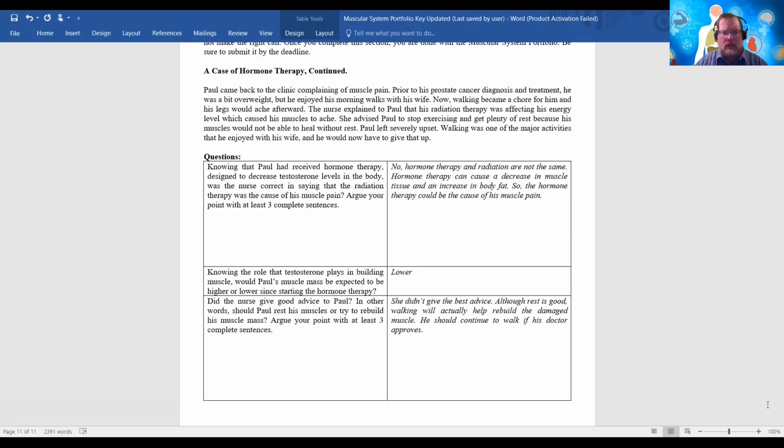So anyway, his muscles... testosterone builds muscle, and Paul's hormone therapy is to decrease testosterone. So we would probably see his muscle mass decreasing or going lower. So, should Paul rest his muscles, try to rebuild his muscle mass? Probably didn't give him the best advice.